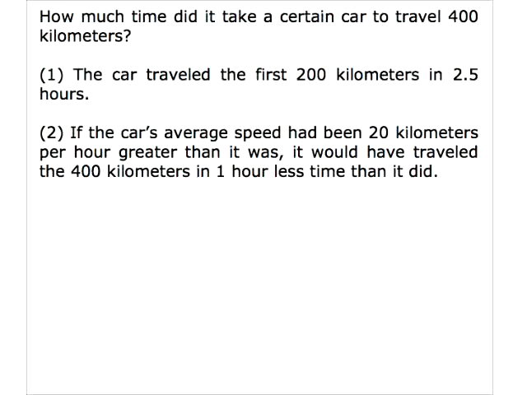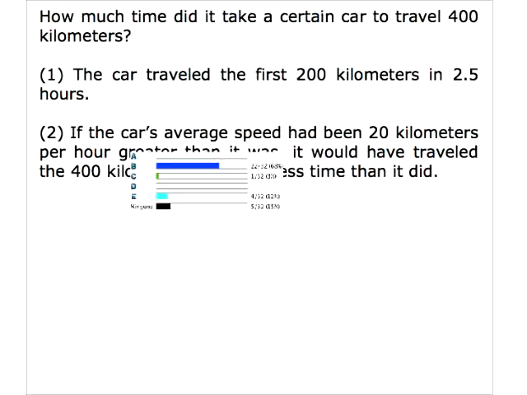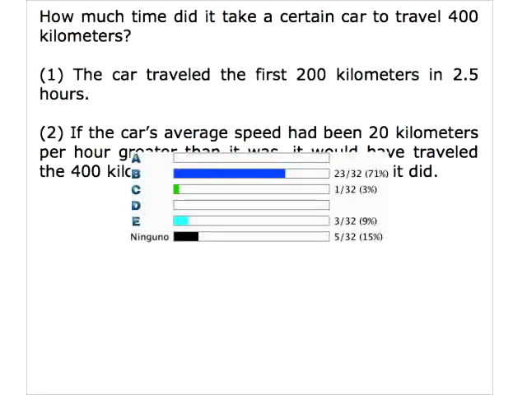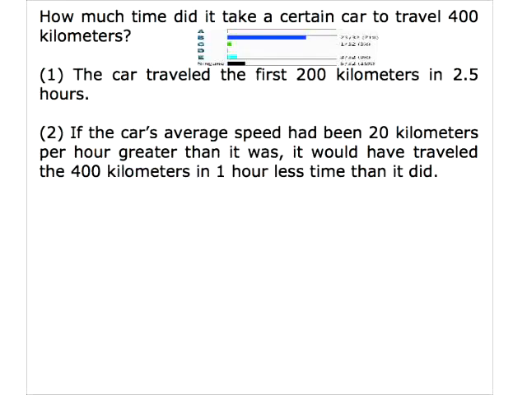Okay, anyway, with data sufficiency, the deal is, if necessary, you want to make a chart. Here's the statistics. Nobody picked A or D, which is good because it should be clear that statement 1 is not sufficient. Most people picked, nobody picked A or D, so good. So A and D, statement 1's not sufficient.